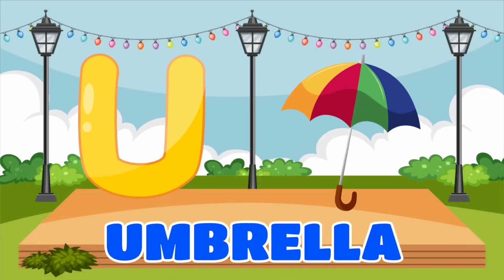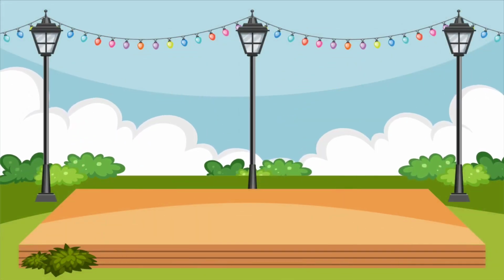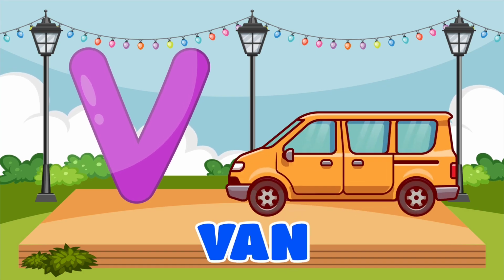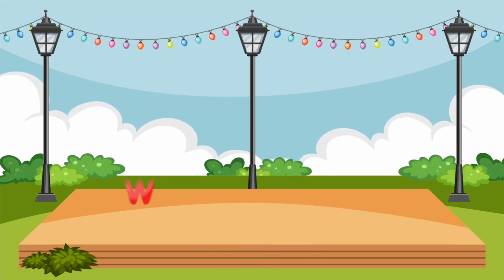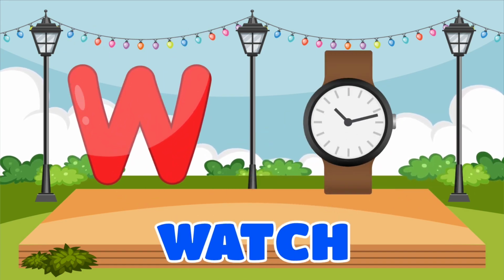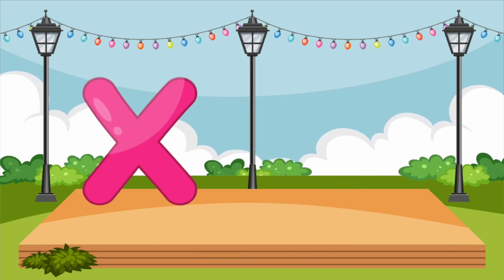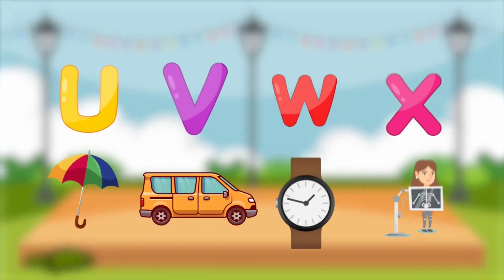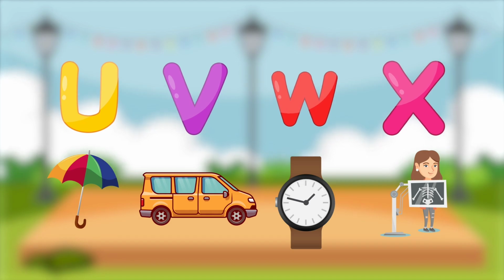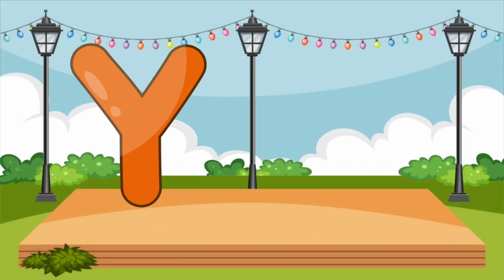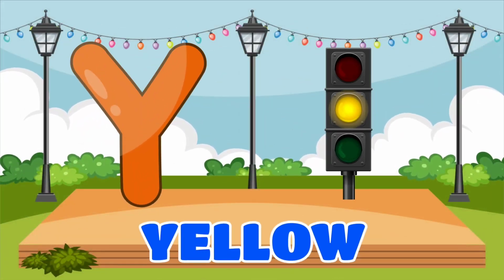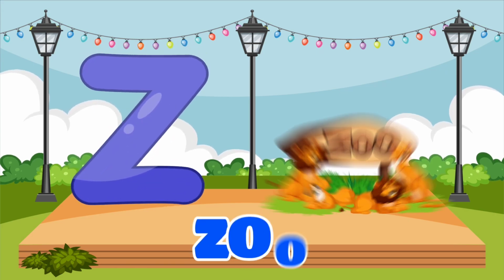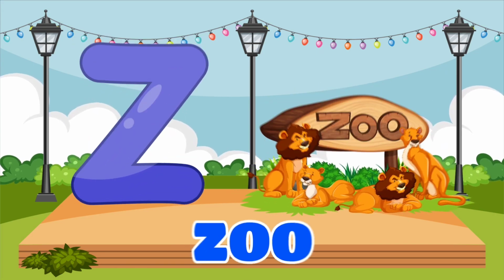V is for van, fan. W is for watch, watch. X is for x-ray, x-ray. Y is for yellow, yellow. Z is for zoo, zoo.